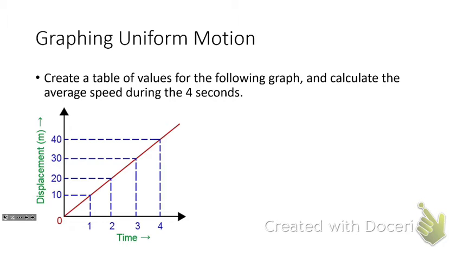So we can graph uniform motion. We can also graph non-uniform motion. Tomorrow, when we do our lab graphing activity, we will very likely have non-uniform motion, but we will figure that out when we make our own graphs. Okay. So create a table of values for the following graph and calculate the average speed. So a table of values is what you're going to be doing.